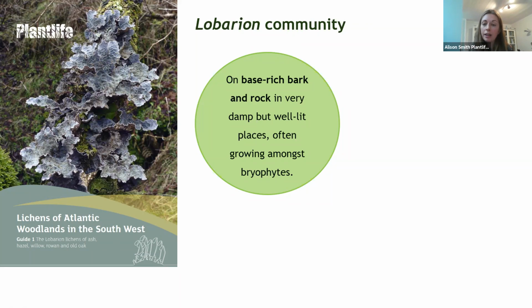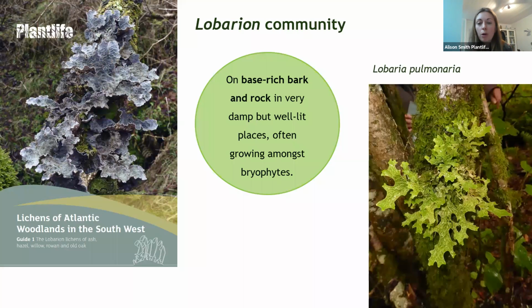And so many lichens, you tend to look on the opposite side of the tree to where you find a lot of the bryophytes, but the Lobarion community you often find growing amongst the bryophytes, growing amongst the mosses, which help to retain moisture and regulate the microclimate for it. But because these species grow on base-rich bark, a lot of it grows on ash. So with ash dieback, really, really under threat.